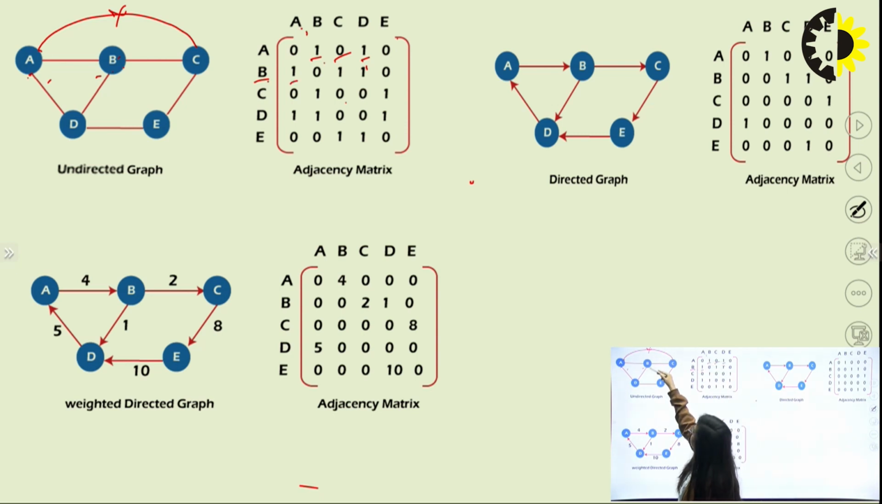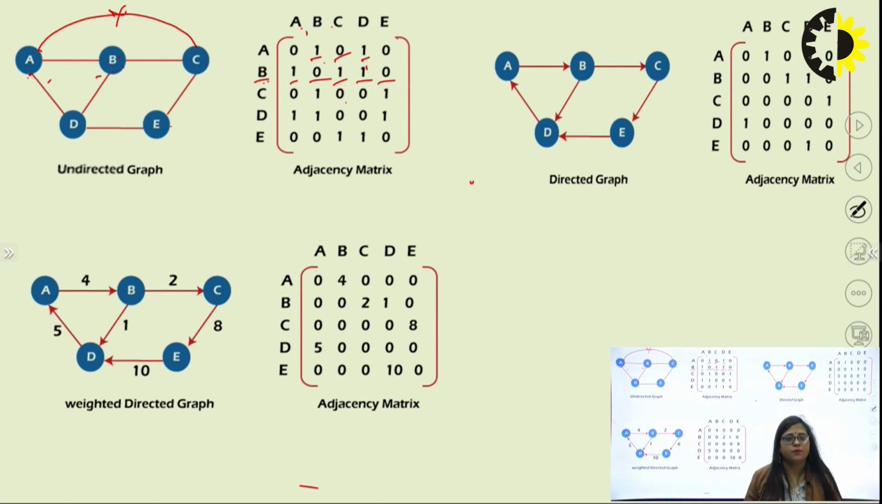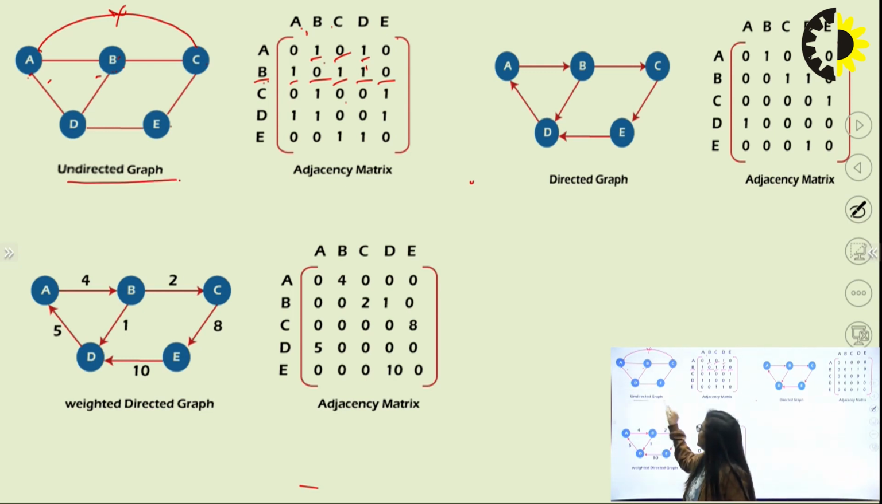Next one is B to D, directed edge, yes, D. B to D is also 1, and B to C has a directed edge, yes, B to C is 1. And for the remaining other nodes we cannot have a direct edge, so we write 0 and 0. So this is the adjacency matrix of this directed graph.